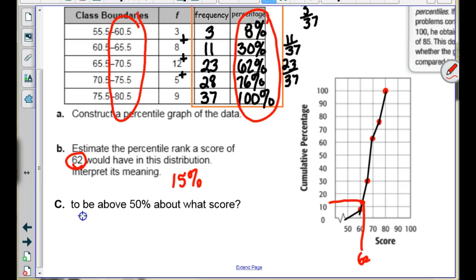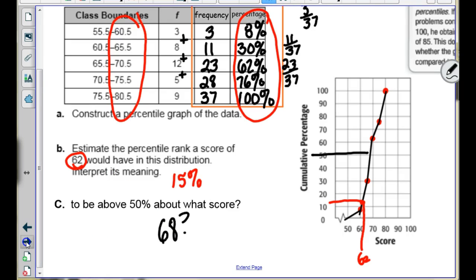All right. To be above 50%, what score did they need? So 50% is here. So what score did they need? Yeah, like a 60, I don't know, 68 maybe. It's an estimate.